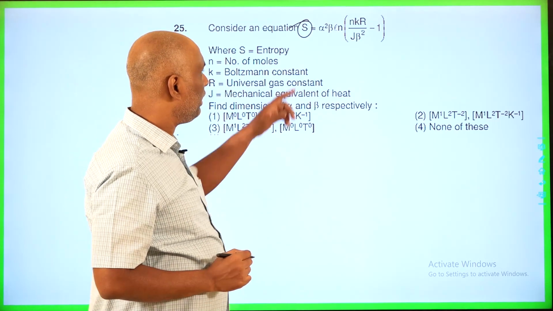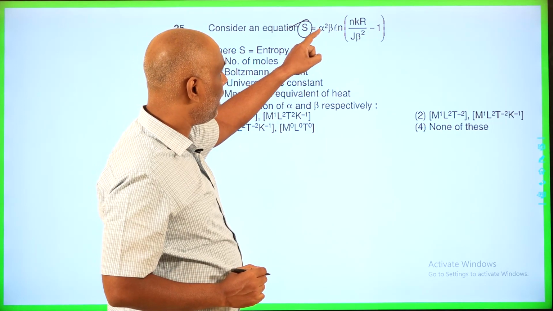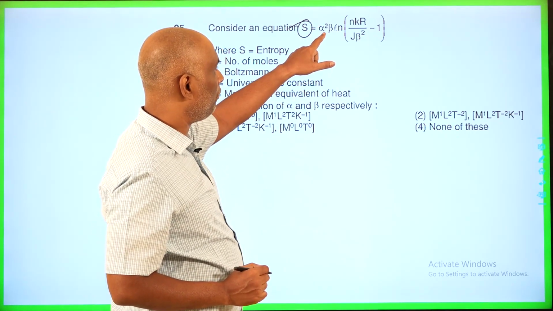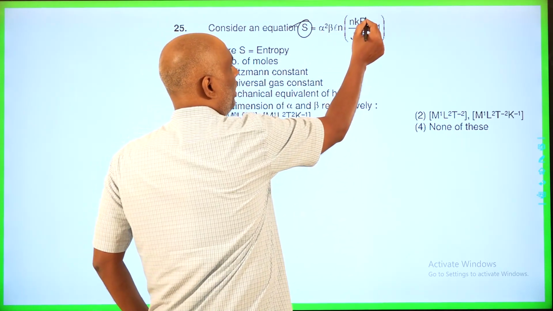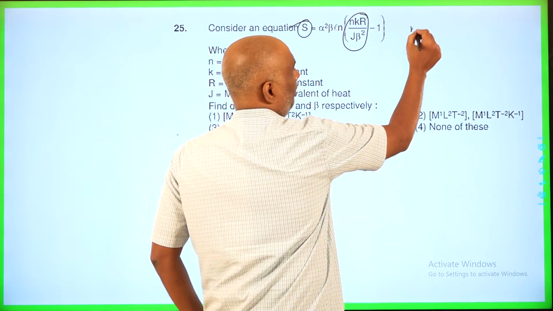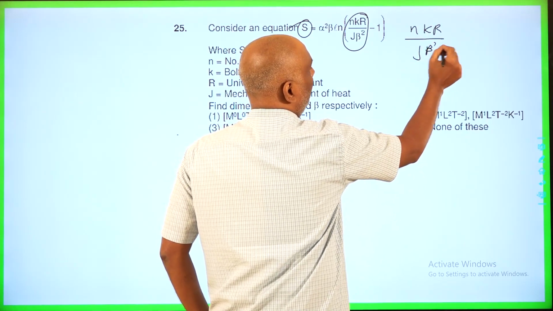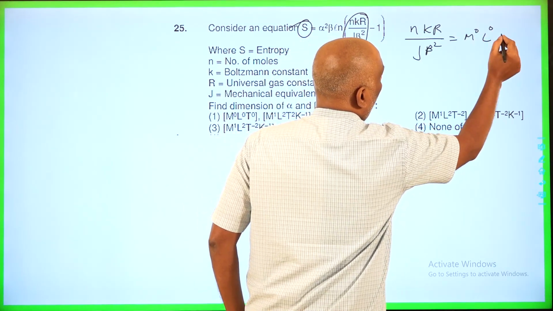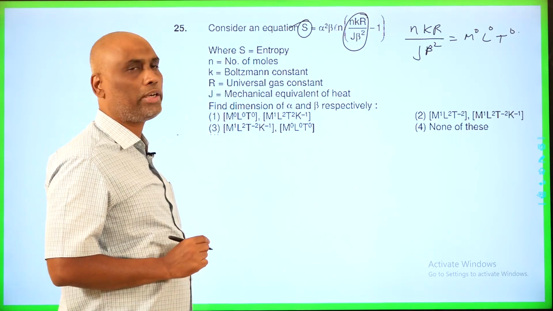Here, you have to understand that the dimensional formula of entropy should become equal to the dimensional formula of alpha square and beta. So if you want to calculate the dimensional formula of alpha and beta, we need one more equation. How do you get one more equation? This quantity should be dimensionless. nkr divided by j beta square should be equal to m to the power of 0, L to the power of 0, T to the power of 0.